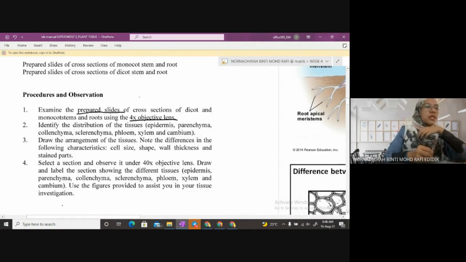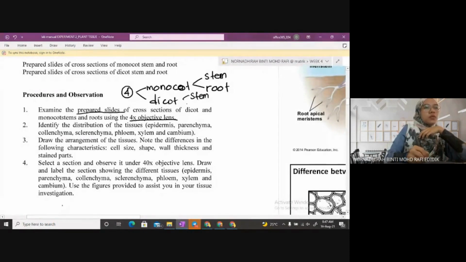Okay, so prepared slide ni yang you guys kena tengok sebenarnya ada 4 benda. Ada 4 sahaja benda yang you guys kena tengok. Yang mana you guys kena tengok adalah monocot stem and monocot root, and also dicot stem and dicot root. 4 ni je yang you guys kena tengok. So you guys akan observe keempat-empat ni under 4 times objective lens and also 40 times objective lens. Mula-mula kita akan observe under 4 times.